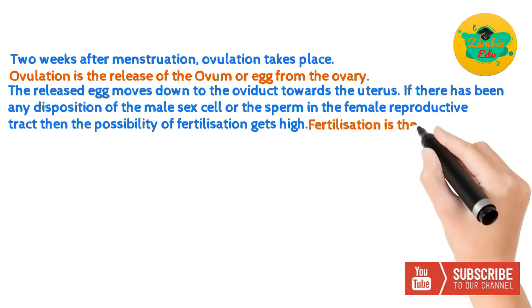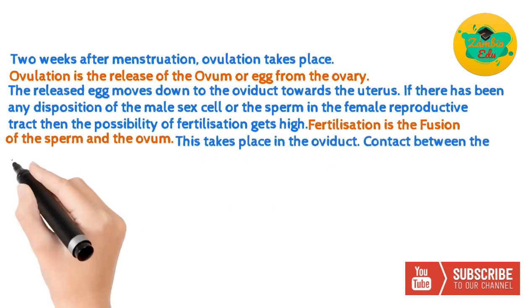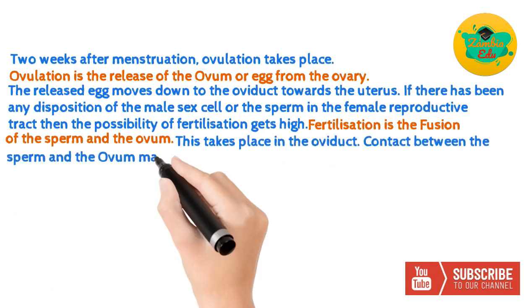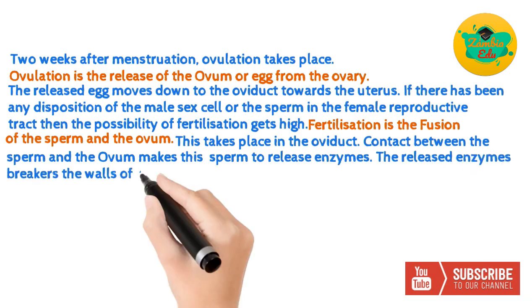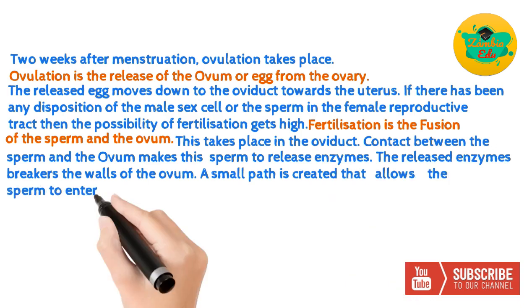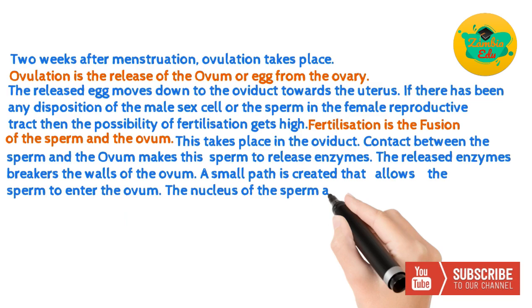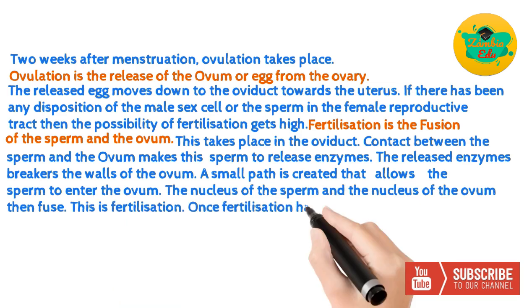Fertilization is the fusion of the sperm and the ovum. This takes place in the oviduct. The contact between the sperm and the ovum makes the sperm release enzymes. The released enzymes break the walls of the ovum. A small path is created that allows the sperm to enter the ovum. The nucleus of the sperm and the nucleus of the ovum then fuse. This is what we come to call fertilization.